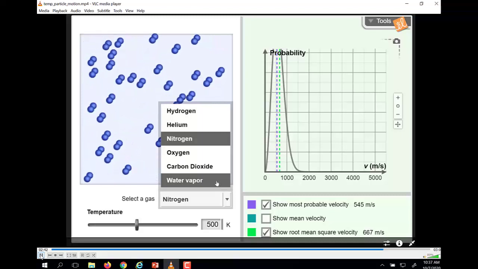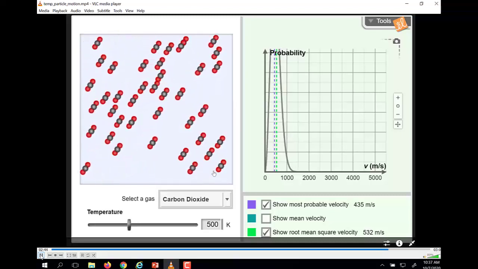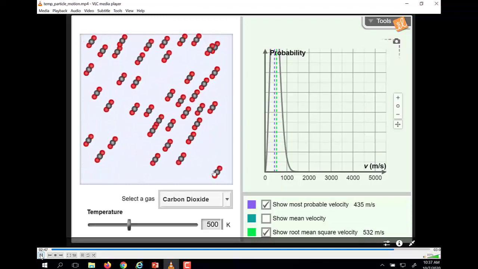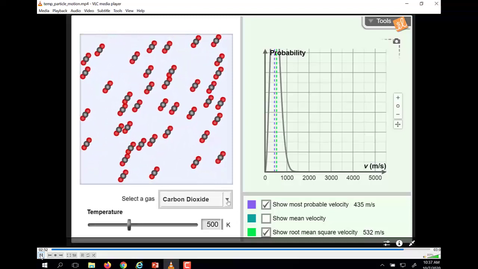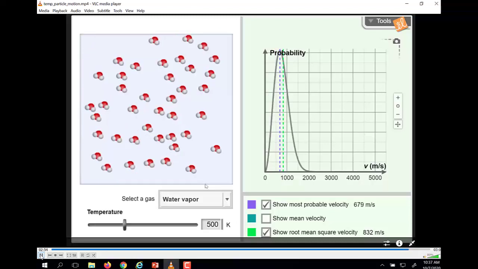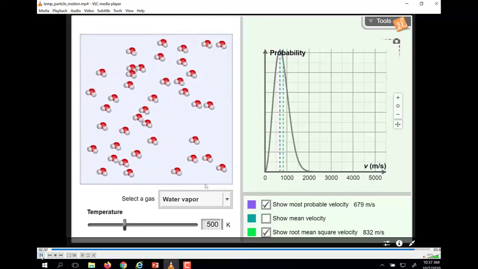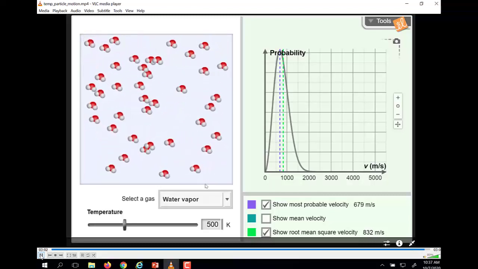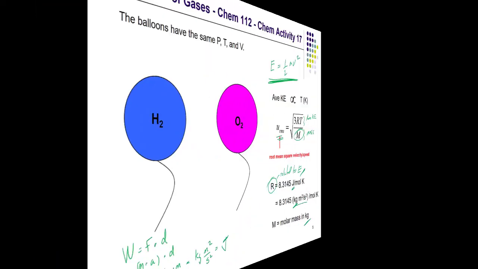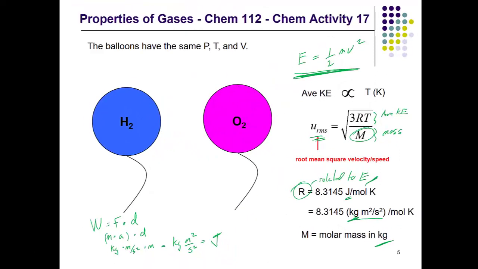So now we turn our attention to carbon dioxide, and this is an even more massive gas at roughly 44 grams per mole, and you can see that the velocity is 532. We now went back to water. Water is less massive, so its root mean square velocity in the vapor state is around 832 meters per second. So hopefully this simulation has helped you appreciate that indeed the speed of a particle, one, depends on the average kinetic energy, which depends on the temperature, but two, depends on the mass of the particle.